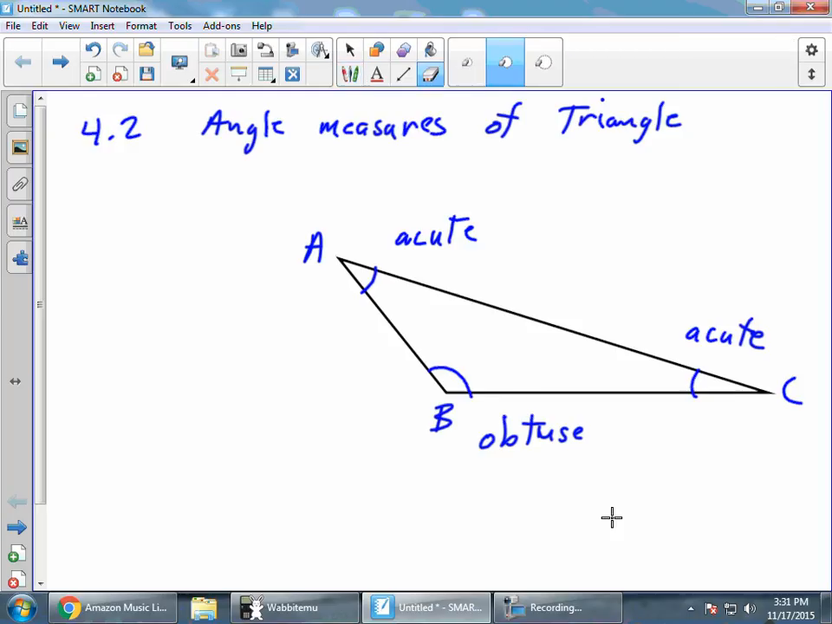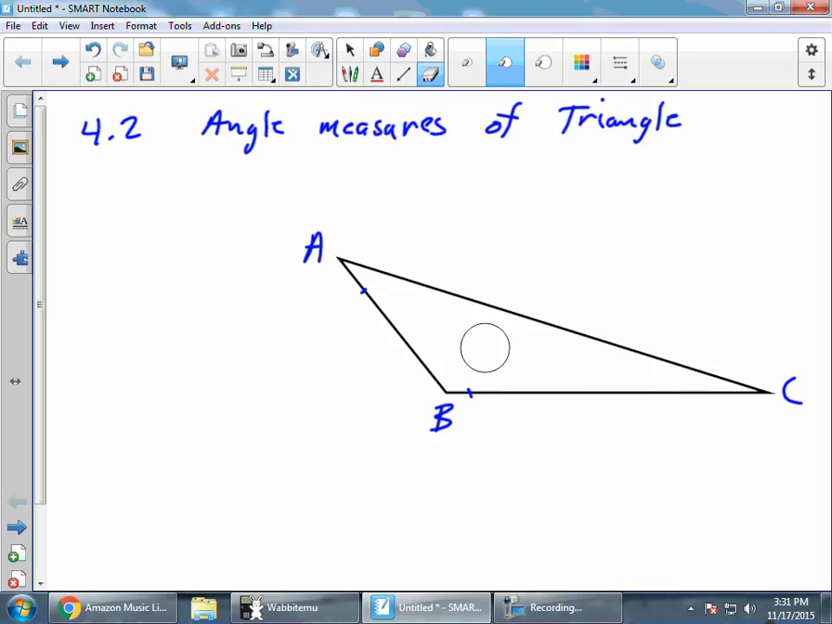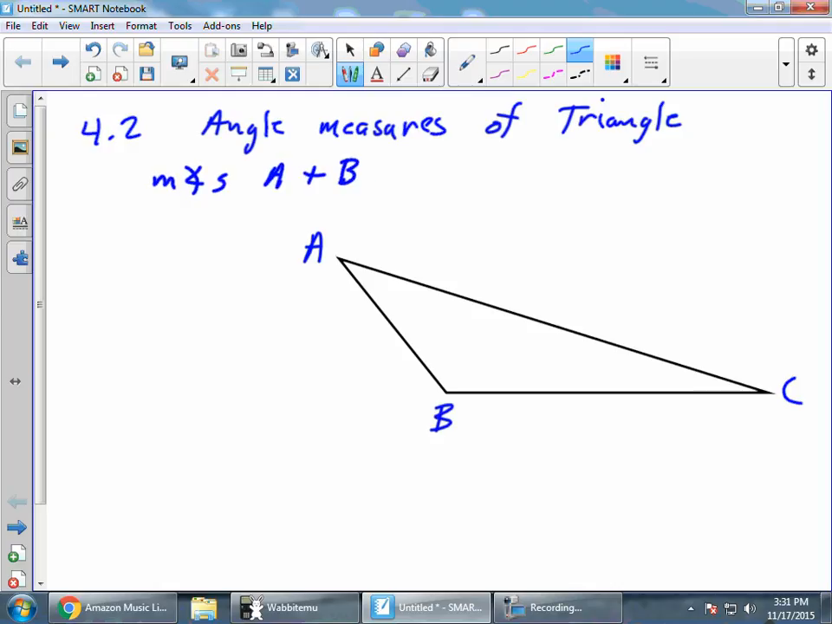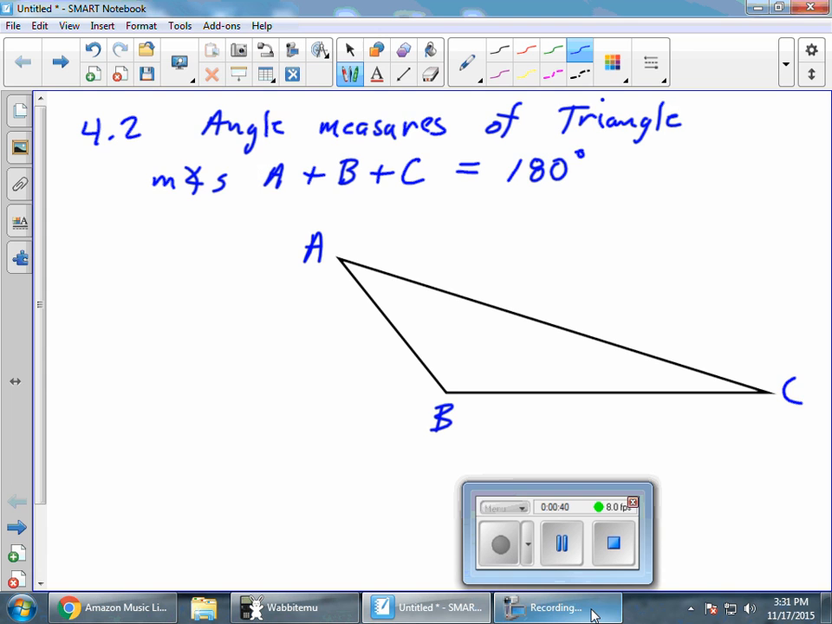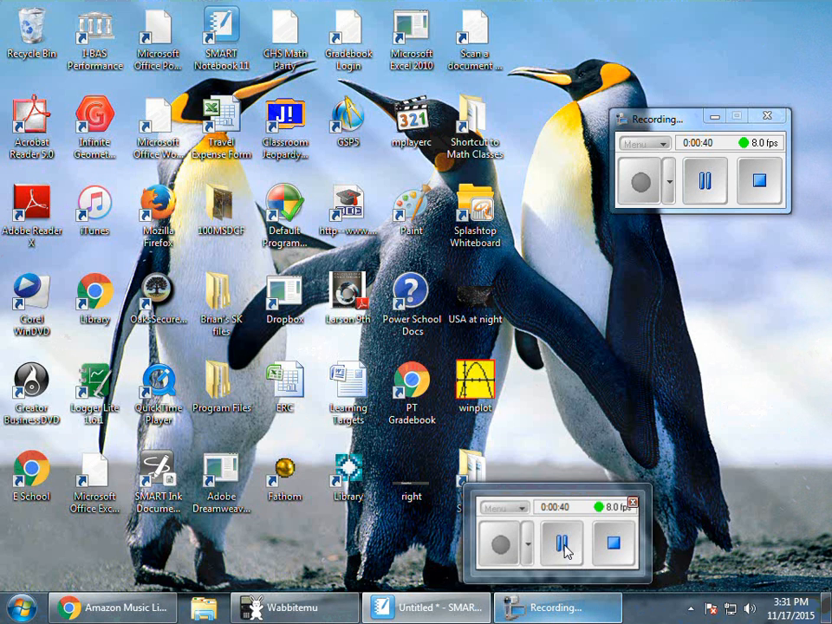But the big thing here is we want to talk about what is the sum of A plus B plus C. You probably had this in class, but since I wasn't there, I'm just going to go for it. If you add the measure of angles A plus B plus C, you're going to get 180 degrees. And we're going to prove that a little bit here. I'm going to pause for just a second.